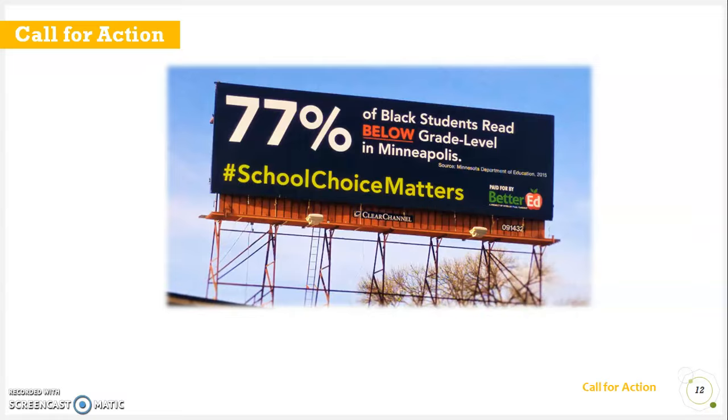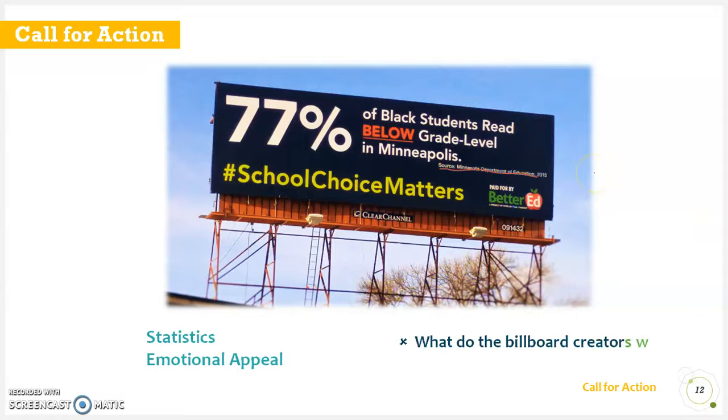Here, let's look at an ad that is related to a social aspect. 77% of Black students read below grade level in Minneapolis. School choice matters, paid for by Better Ed. And here we have the source of the statistics. So statistics and emotional appeal is used in this billboard.